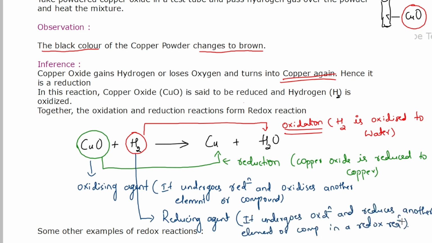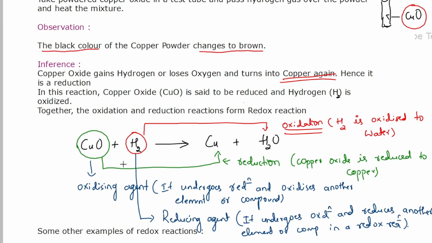It is very easy to remember. The one which undergoes oxidation is called the reducing agent. The one which undergoes reduction is called the oxidizing agent. In your examination, they are going to give you the reaction, and you have to find out which is the oxidizing agent and reducing agent. Always consider the reactant part here. In this reaction, copper oxide is the oxidizing agent and hydrogen is the reducing agent.